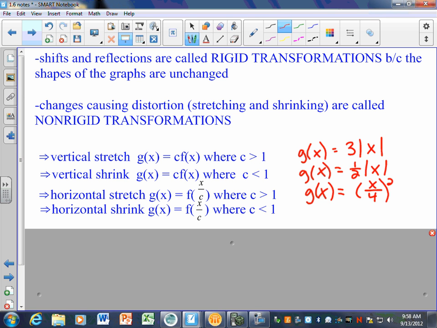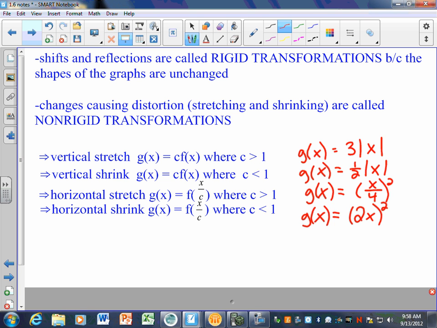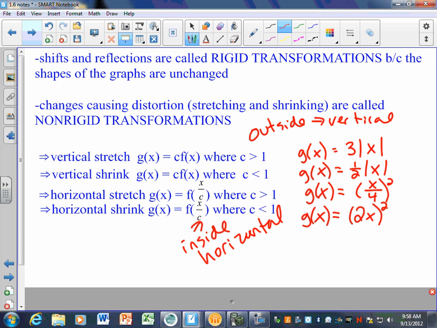Or if it's less than 1, think about if you plug 1/2 in here for c. We just talked about dividing by fractions. If you plugged in x divided by 1/2, that's really x times 2. That would be like saying 2x squared. So again, I feel like those rules can be a little bit confusing, but outside means vertical stretch or shrink, and inside means horizontal. And that's all I'll be really looking for when they ask you to describe the transformation.